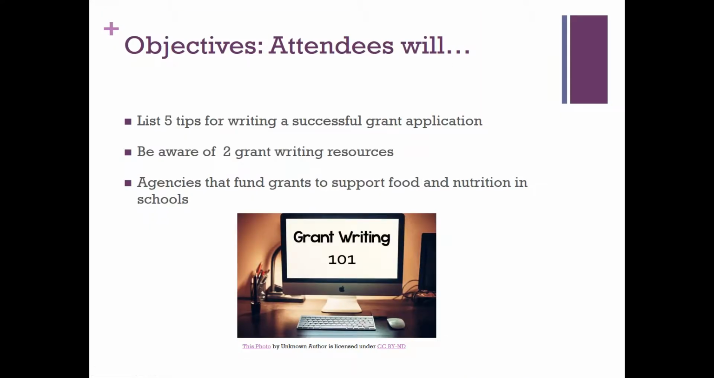During this webinar, we hope you will gain knowledge and a better understanding of successful grant writing. Our objectives are that attendees will be able to list 5 tips for writing a successful grant application, increase your awareness of 2 grant writing resources, and increase your awareness of organizations that offer grants to support food and nutrition in school districts.